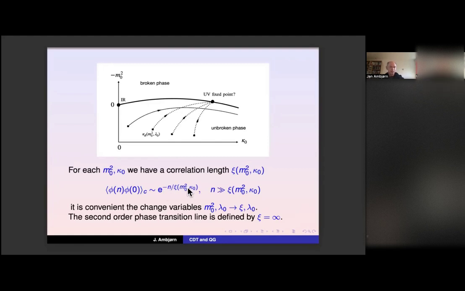Here is the definition. In the discussion from now on, it is convenient to change variables from the bare mass to the correlation length, and here is the way to do it. In principle, locally, you can clearly do it. We just assume that you can also do it globally without any problem. Then the second-order phase transition line is where the correlation length is equal to infinity.